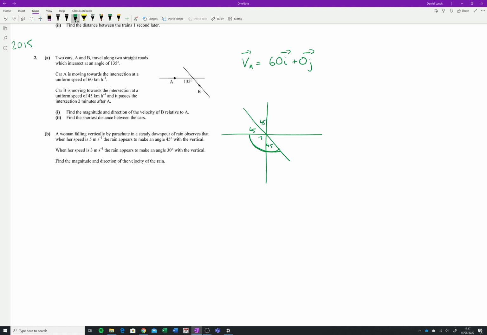That's our vertically opposite part here. That's the one I should get rid of. That's 45. And we know as well that we're dealing with a right angle there. So we've got 45 and 45. Okay, with that in there, what are we going to say about B?